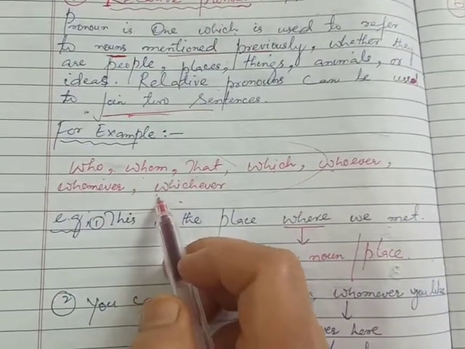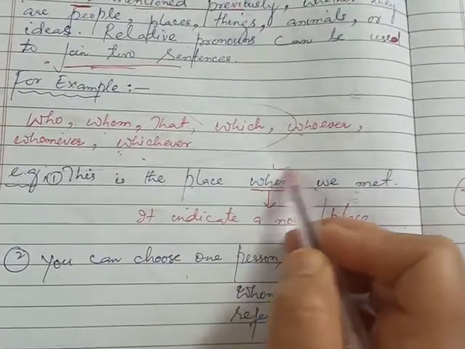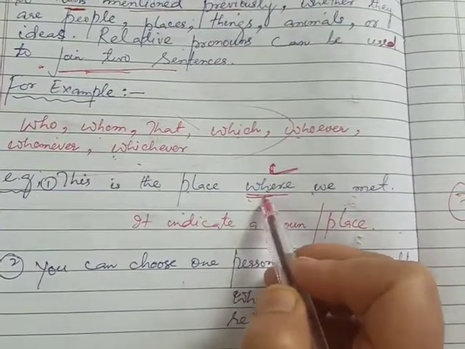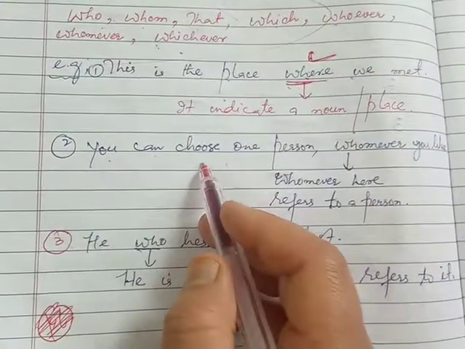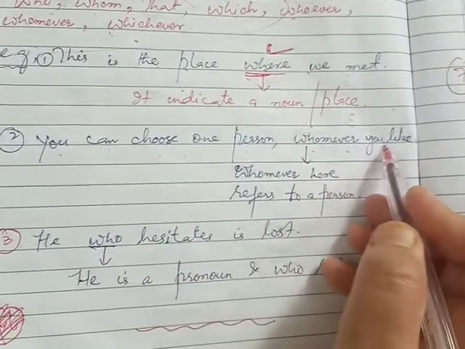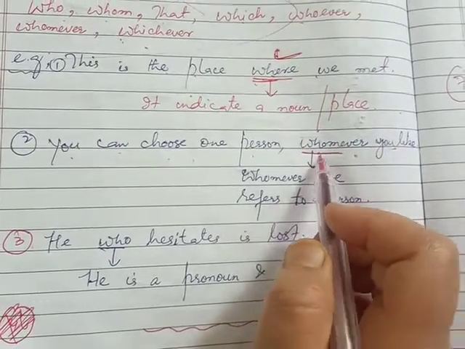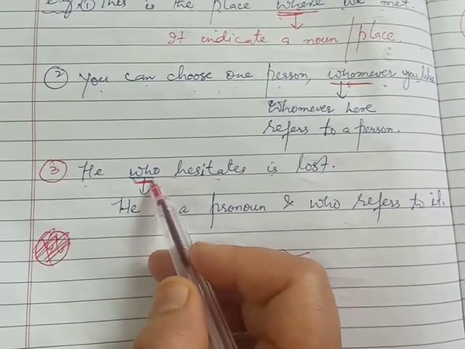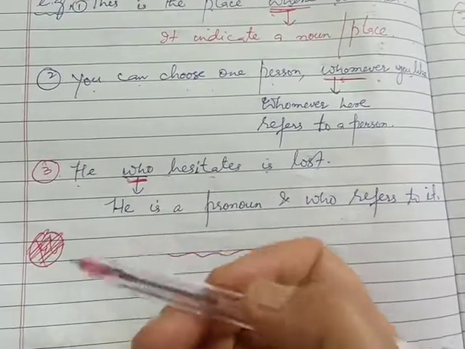These are relative pronouns. For example, this is the place where we met. Here, my dear students, this where indicates a noun. It indicates a place. Therefore, this is a relative pronoun. Another example: you can choose one person whomever you like. Here, whomever is a relative pronoun because it refers to a person already mentioned. He who hesitates is lost. Who here is a relative pronoun because it refers to a person that's already mentioned.